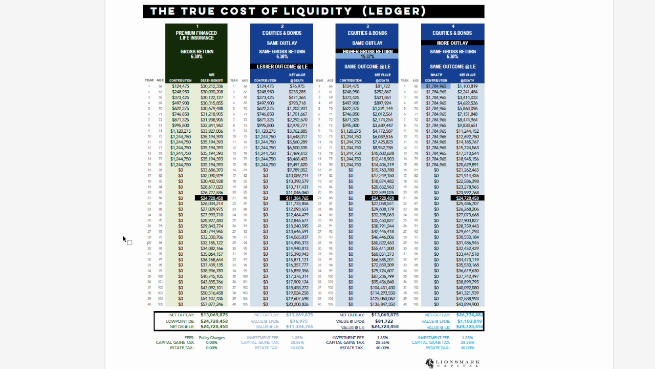So this is what we call calculating the true cost of liquidity. In other words, what is the least out-of-pocket expense the client can have to generate the maximum amount going to Generation 2 at end of life, net of all taxes.